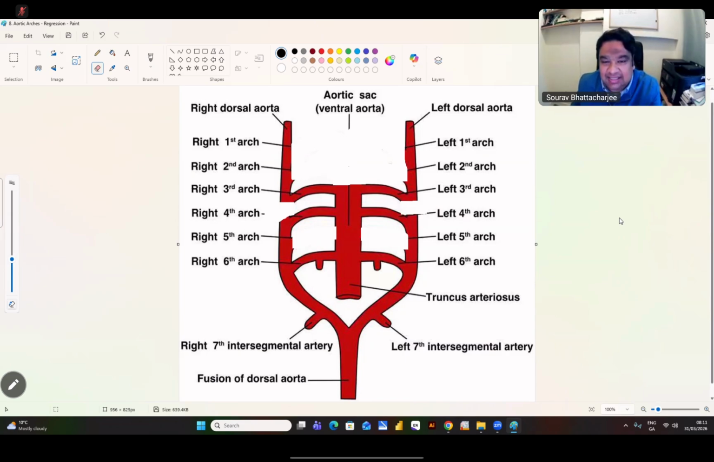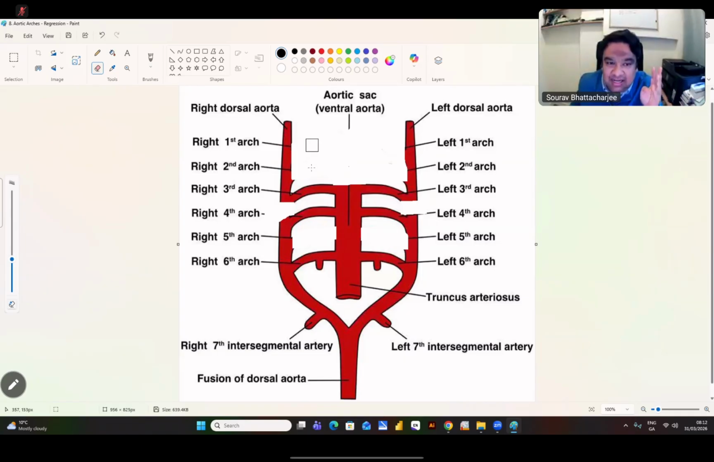Now it gets easier. So now we have this one complete arterial system on each side. And this arterial system will become the internal carotid artery. Internal carotid artery. So the first arch, second arch disappeared, although not completely.